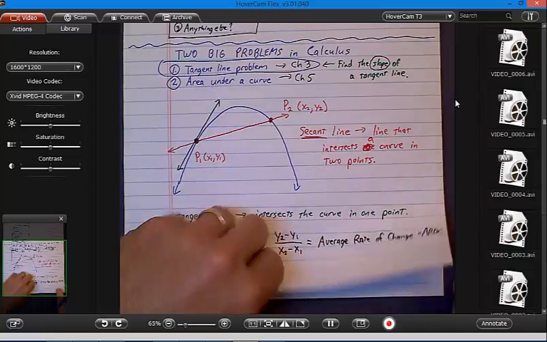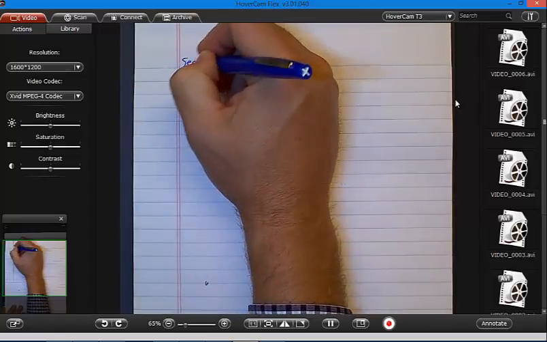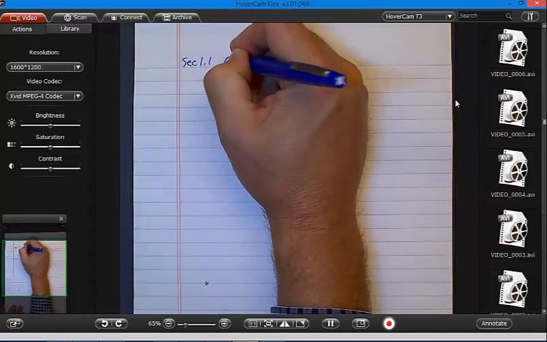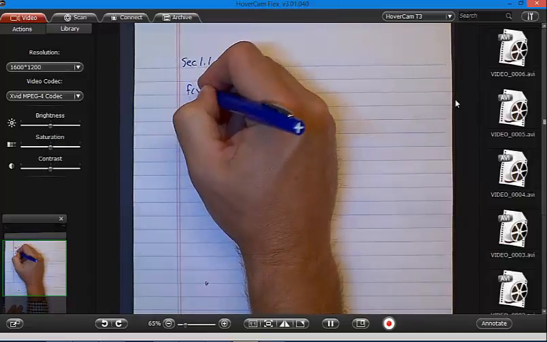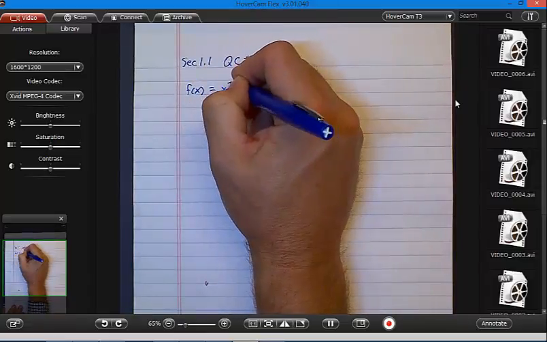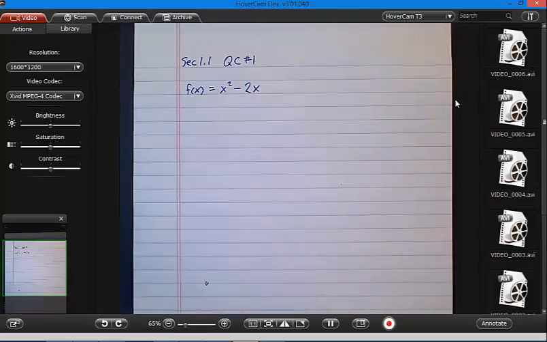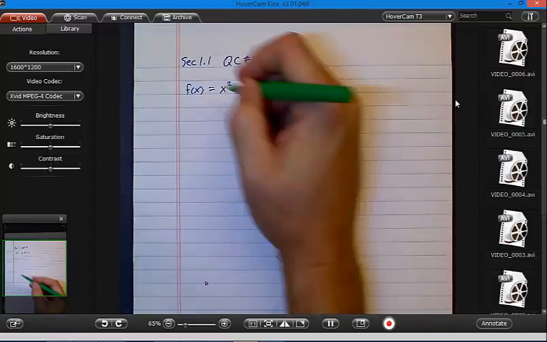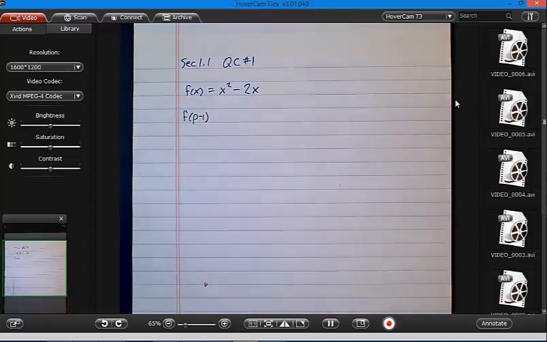So let me go to a fresh page here. Okay, so let me label too. This is section 1.1. This is quick check number 1. And so it was f of x equals, remind me, x squared minus 2x. Okay. And we're supposed to find now f of p minus 1, correct? What that means is everywhere it used to say x, I'm going to substitute in p minus 1.